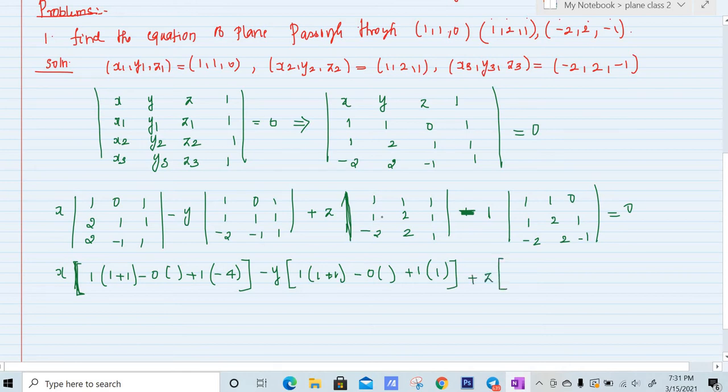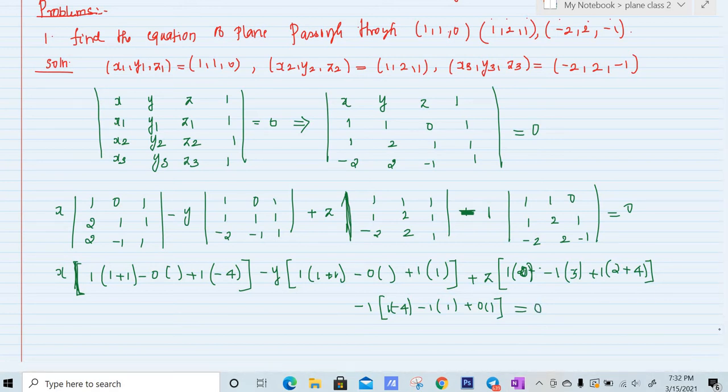Plus z into, if I expand this term, this will be 1 into, this column will get vanished. So we have 2 minus 2. So 2 minus 2 is 0. Minus 1 into, if we expand this term, this column will get vanished. So we have 1 plus 2, so 1 plus 2 is 3. So plus 1 into, this will be 2 plus 4, right? 2 plus 4 minus 1 into, this will be 2 into minus 1 is minus 2. So minus 2 is minus 4. 1 into minus 4 minus 1 into, this will be minus 1 plus 2. Minus 1 plus 2 is 1, plus 0 into anything is 0, is equal to 0.